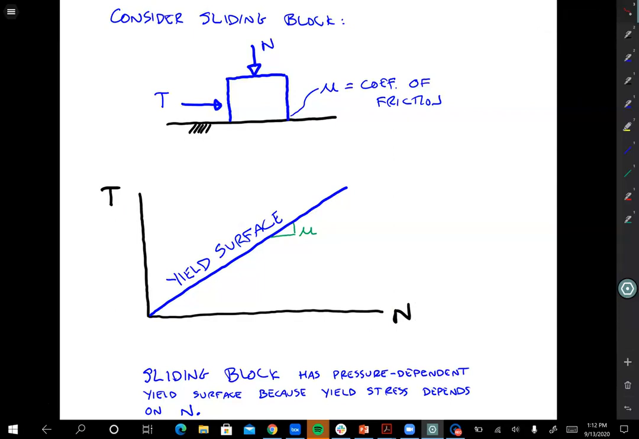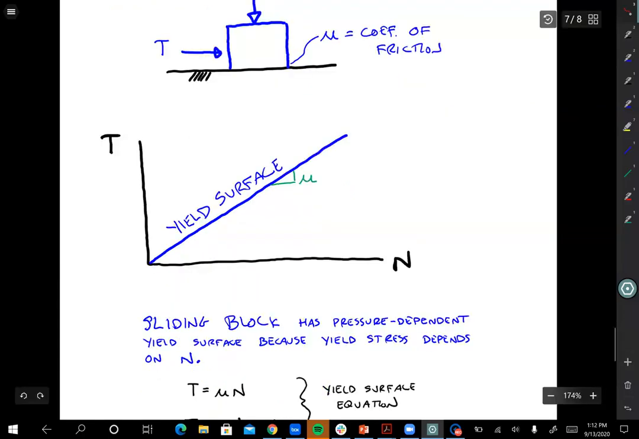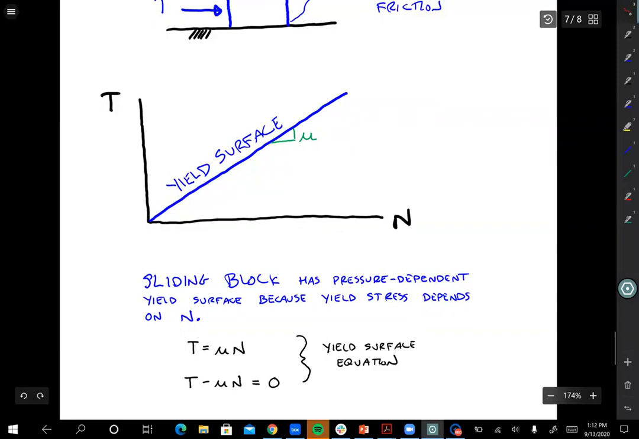So yield surfaces are most commonly drawn in terms of stress, but you could draw them in terms of force as well. And I could easily, of course, convert to stress quantity just by dividing by the cross-sectional area of that block where it's coming into contact with the rigid surface. So, okay, the sliding block has a pressure-dependent yield surface because the height of the yield surface depends on N, right? So T depends on N, and the slope of that relationship is mu, the coefficient of friction. So we can write an equation representing that yield surface. And one way to write it is T equals mu times N.